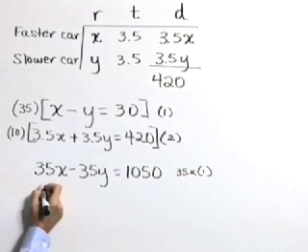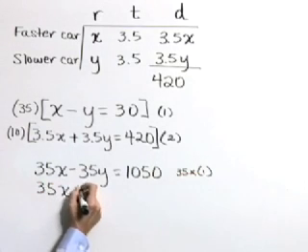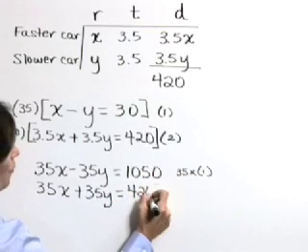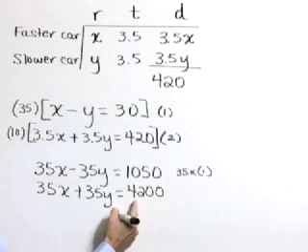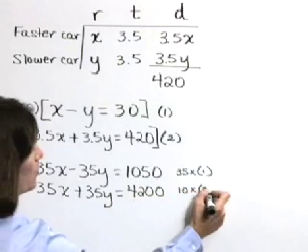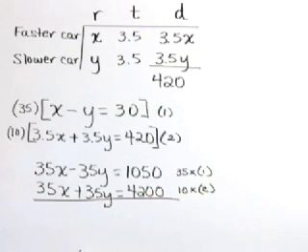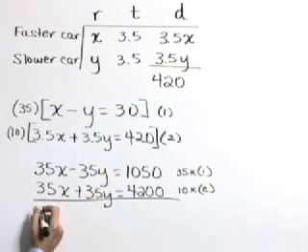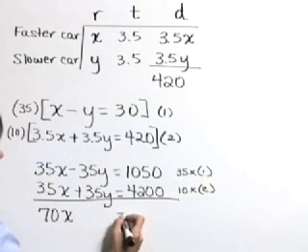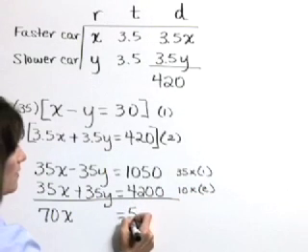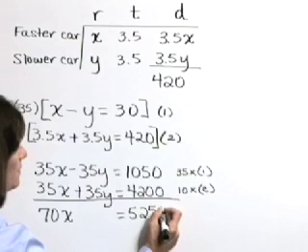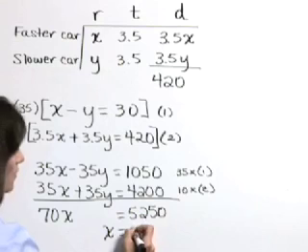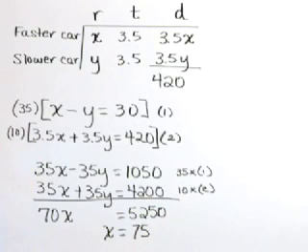Equation 2 becomes 35x plus 35y is equal to 4,200. And that was 10 times equation 2. Now we're ready to add these equations together. Our y variable cancels. Up front we get 70x, and that's equal to 5,250. Divide both sides by 70 to get x is equal to 75.